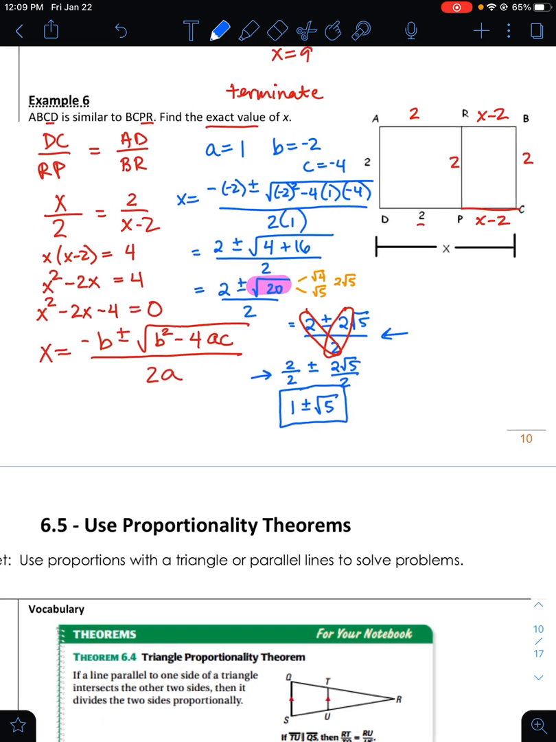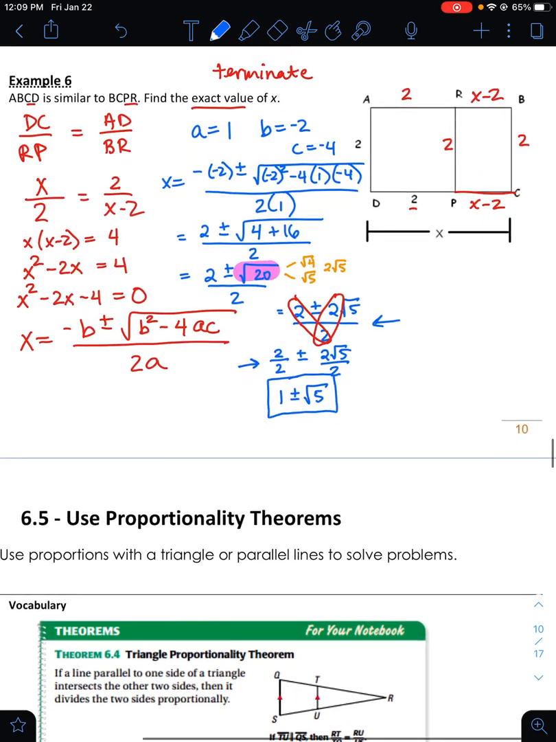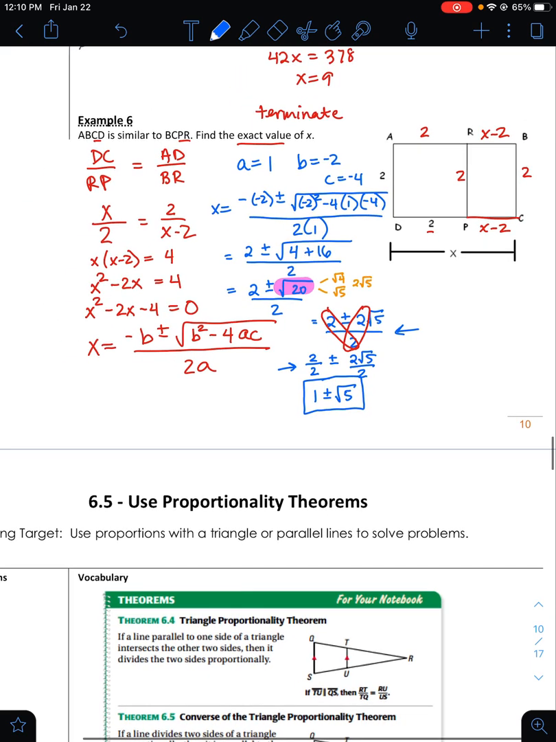Okay, so I wanted to run through that because that is definitely an advanced part of solving. We won't do much with quadratic formula, but I just want you to see it every so often. All right, well that wraps up SSS and SAS.